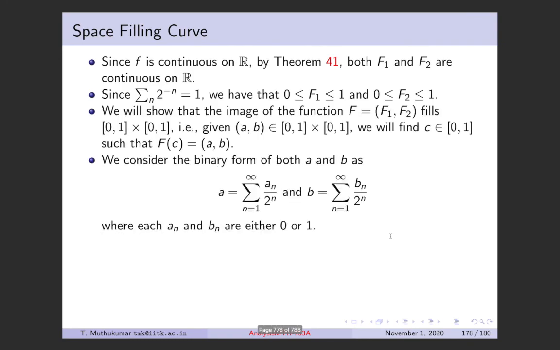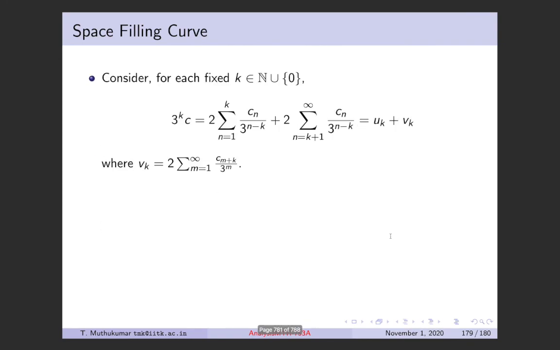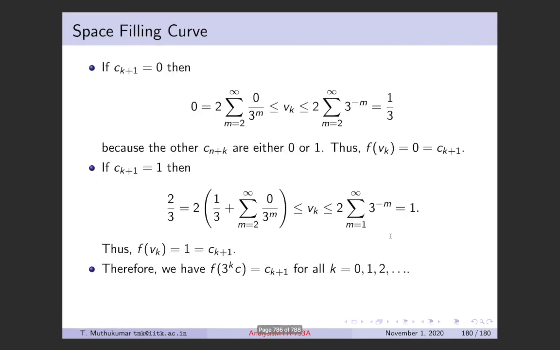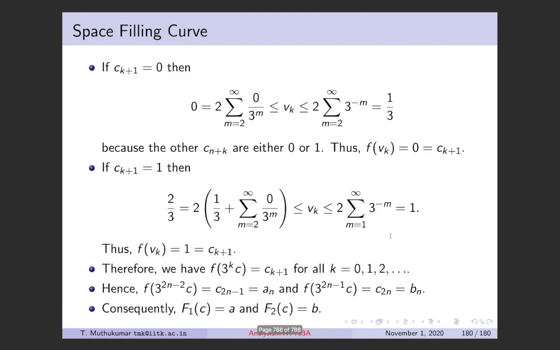That is how we have shown that f1 of c is a, and f2 of c is b. And that way we have shown that for any choice of a, b, there is a c in the interval such that (a, b) is the image of that c. That way we have shown that the map that we have defined from [0,1] is actually a surjective map. Okay, so with this we have completed the space filling curve. We actually explicitly constructed one space filling curve.